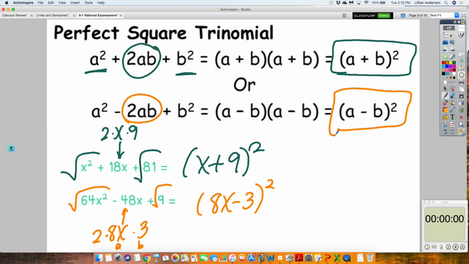Questions on any of the factoring? There's one other type called grouping, but I don't know if we're going to do any grouping ones. But if we see it in a future test, then I'll make sure I review grouping as well. But grouping is the last one.